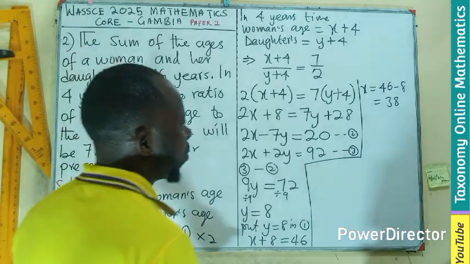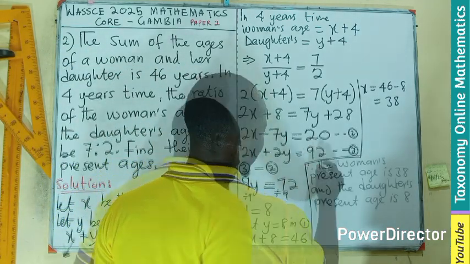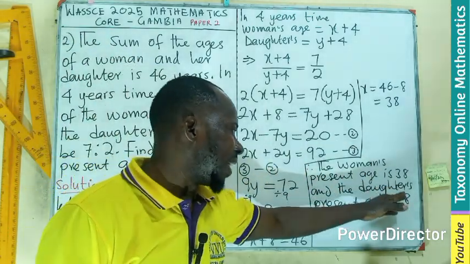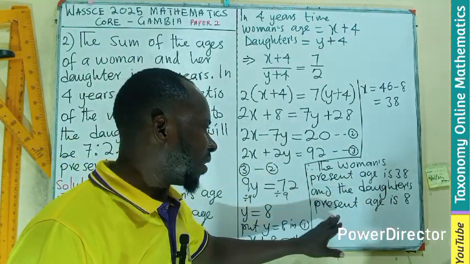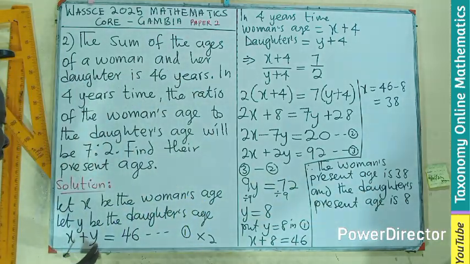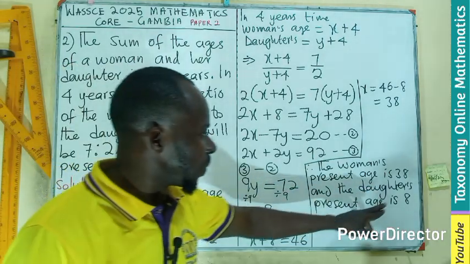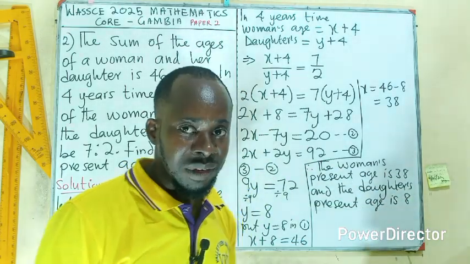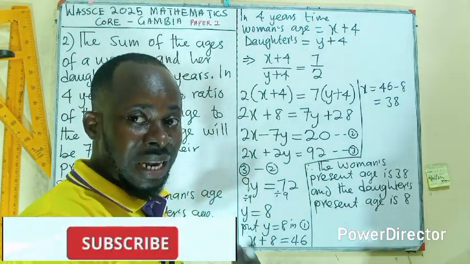The daughter. So we can conclude and say that, therefore, the woman's present age is 38 and the daughter's present age is what? 8. If we are to follow their ages to be equal to the sum, if you add 38 and 8, this will give you what? 46. All right. I guess concept clear.